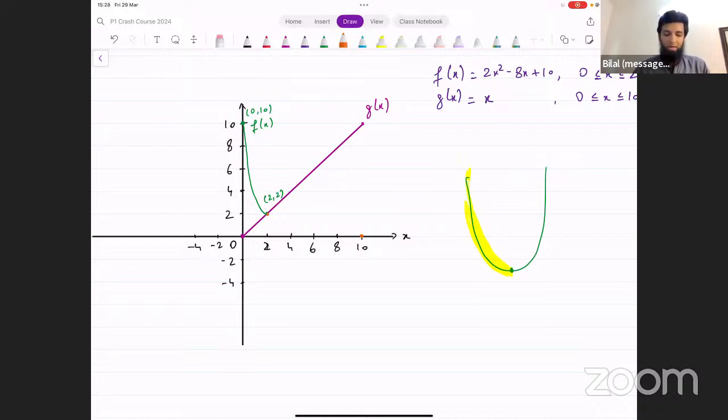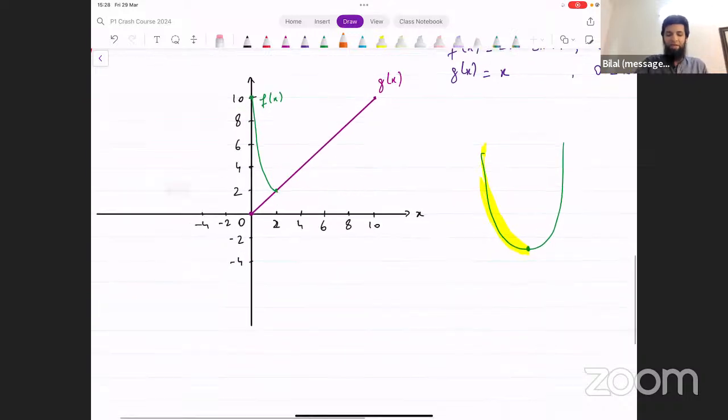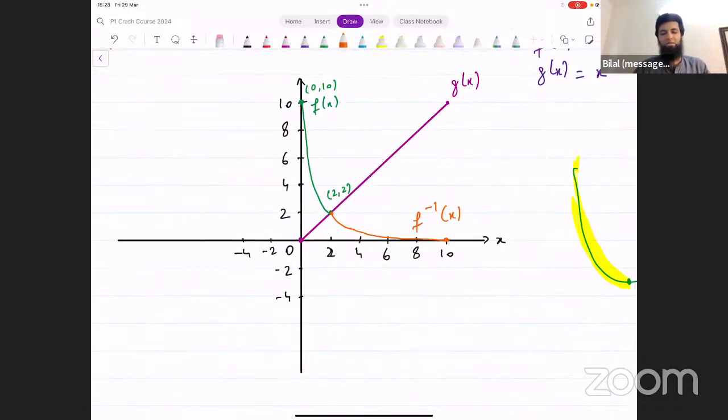And what does that look like now? It has to be a reflection of that part. So keep that in mind as well. It would look something like this. At this point, the gradient of this f of x graph was 0. For the inverse graph, when you make a reflection, the gradient would look like it's undefined at that point, and the graph would look something like this. This is the graph of f inverse of x, reflection of that using these 2 points. Any confusion with this?